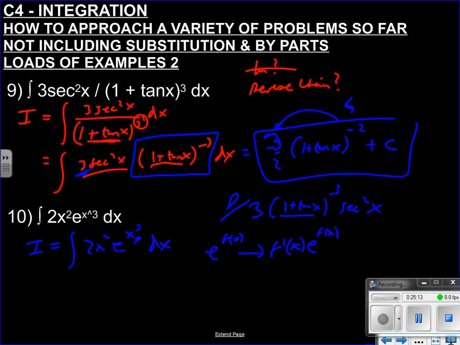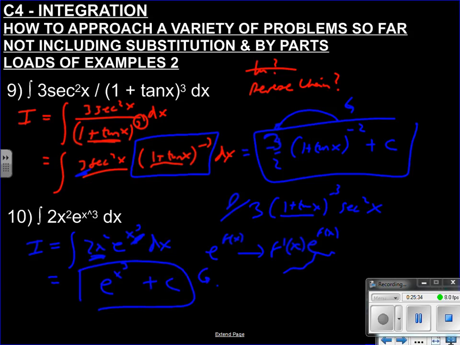You see how important your identities are to make you spot stuff, i.e. I see an e to the f of x, so I'm straight away thinking, is the thing next to that the differential of this? Yes, absolutely, pretty much. So I go straight into e to the f of x plus c is my guess.